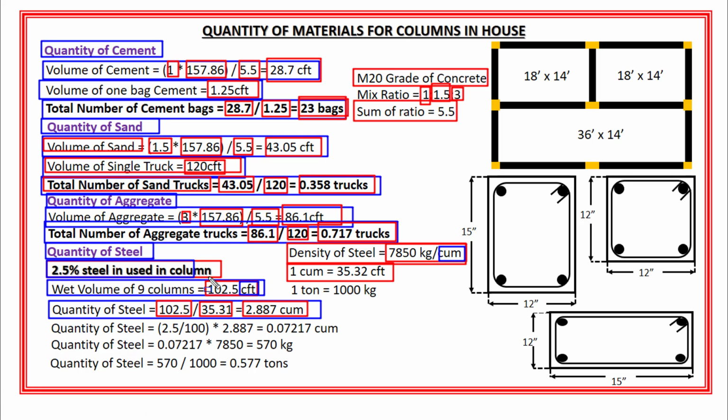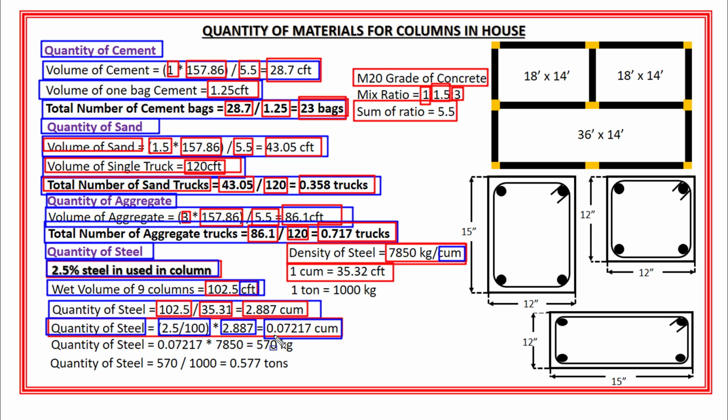Okay. Now the thumb rule states that 2.5% steel is used in the column. So the volume of steel is equal to 2.5 divided by 100 multiplied by 2.887. And the volume or quantity of steel for these 9 columns will become 0.07217 cubic meter.